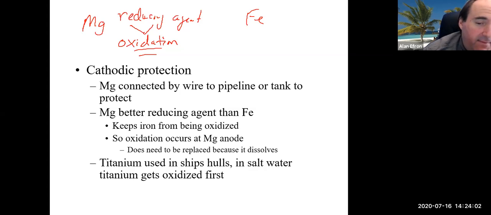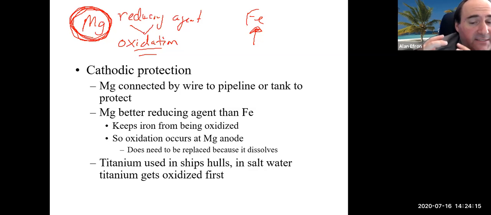So that means if magnesium is a better reducing agent than iron, the bad oxidation is going to occur over here at the magnesium, thus by default protecting the iron from going through any significant amount of oxidation, which is a really good thing. If you bury a tank underground, you don't want to have to go dig it up every week as it gets rusted out. So it provides a pretty good, durable way of allowing you to bury a tank like that and keep it there for a good period of time, as all the bad stuff happens over here at the magnesium.